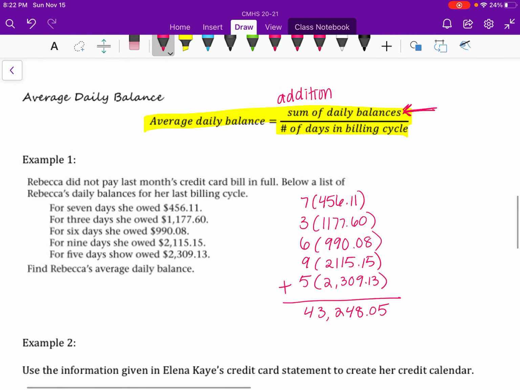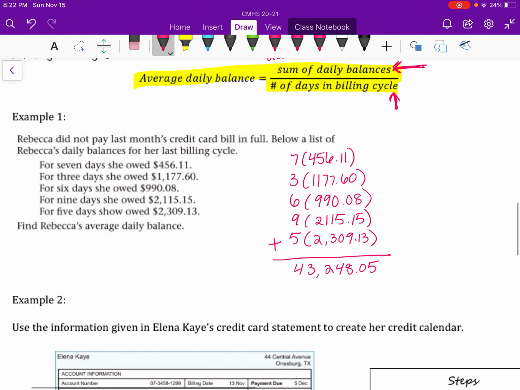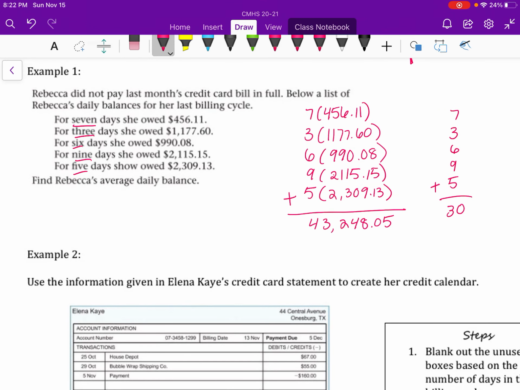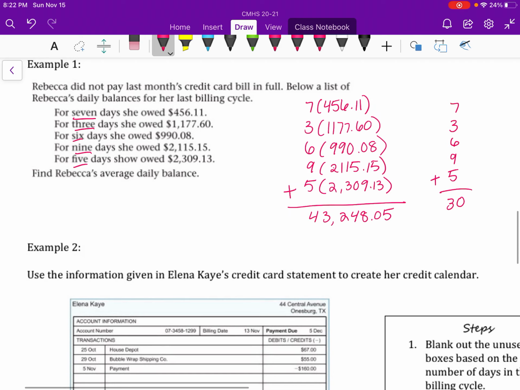So that is the top part of the equation, the sum of daily balances. Now we're going to do the bottom part of the equation, the number of days in the billing cycle. And how we do that is we just add up all of these, the 7, the 3, the 6, the 9, and the 5. So 7 plus 3 plus 6 plus 9 plus 5. If you add all of those up, it is 30 days. And like I said in the previous video, usually it's every 30 or 31 days in a billing cycle, which just means like every month, basically.